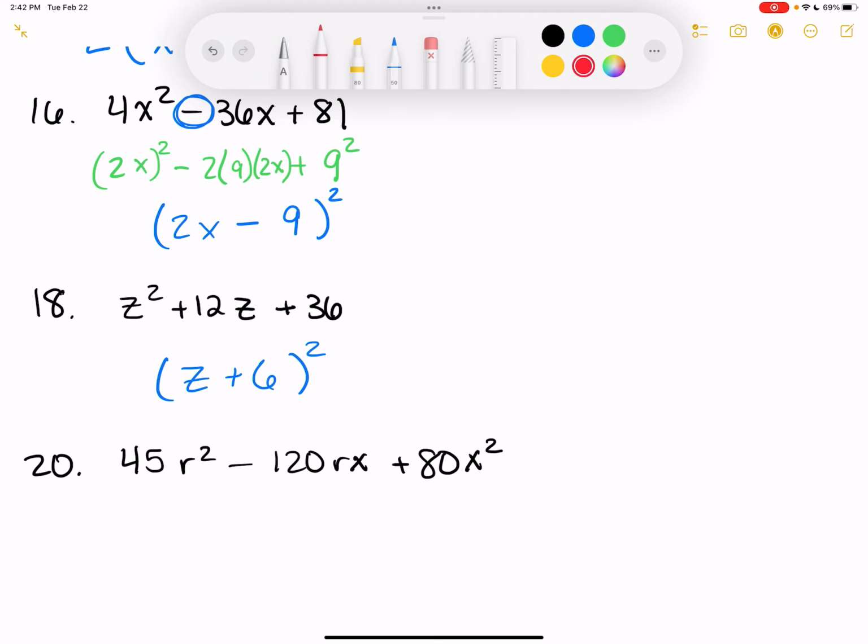But if it was 15 and you took out a 5, it's still not going to give you a perfect square. You can just take out another 3 in that case, because that would have taken out a total of 15. So, take out a 5, leaves you with 9r squared minus, oh goodness, what is that?